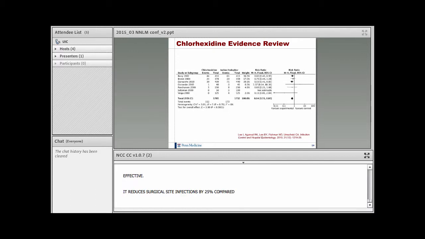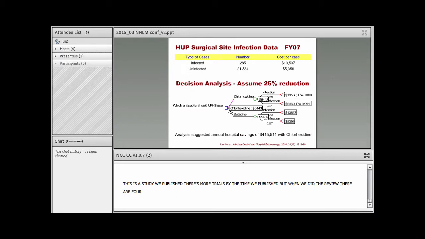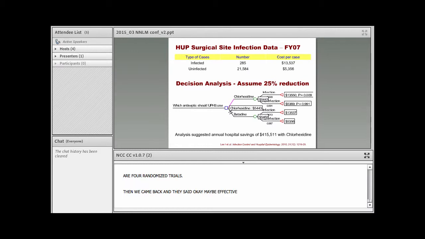This is from a study we published. There were a lot more trials by the time we published this study, but even when we initially did the review, I think there were at least four randomized trials. And then we came back to them, and they said, well, okay, it may be effective, but it's probably not cost effective. And so we did a back of the envelope calculation for them.